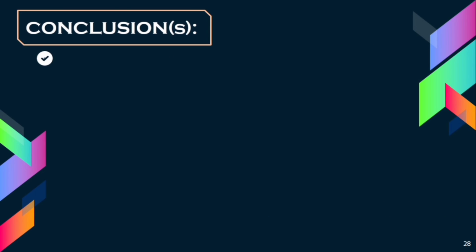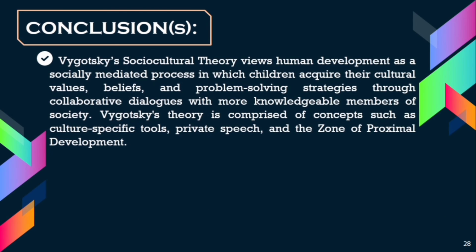For our conclusions, Vygotsky's sociocultural theory views human development as a socially mediated process in which children acquire their cultural values, beliefs, and problem-solving strategies through collaborative dialogues with more knowledgeable members of society. Vygotsky's theory is comprised of concepts such as cultural-specific tools, private speech, and zone of proximal development.